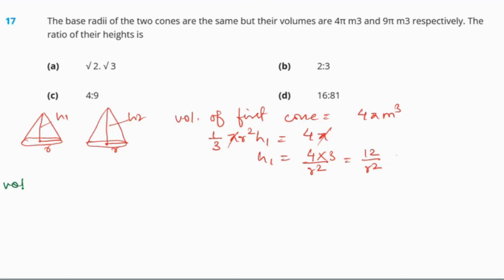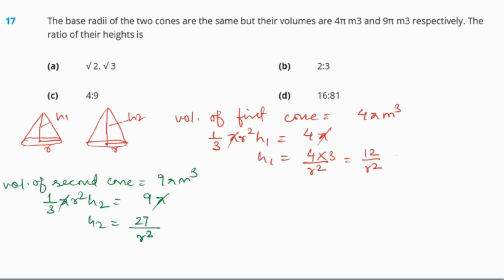Now we go with the volume of the second cone. That is 9 pi meter cube. So 1 by 3 pi r square h2 is given to us as 9 pi. The 9 pi we can cancel out, and the value of h2 we will be getting is, 9 3s are 27, 27 by r square.